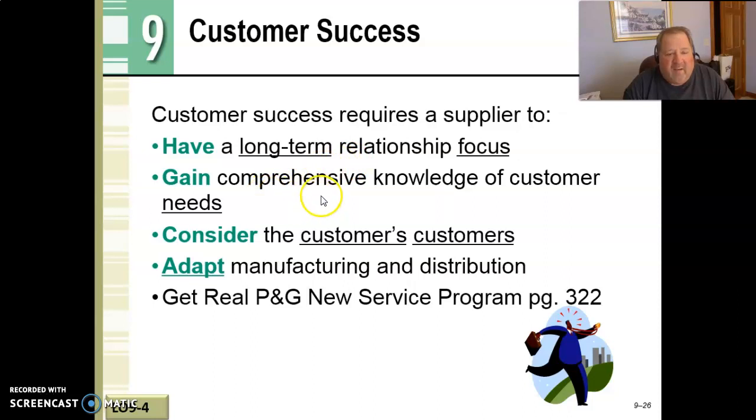You want to gain comprehensive knowledge of your customers' needs. How can we better serve them? How can we innovate? How can we develop new products and services that will help them grow? We consider the customer's customers. So not only our immediate customer, but what could improve the relationship between our customer and their final customer. And we adapt manufacturing and distribution. There's a great case in our book, take a look at it, page 322, about Procter & Gamble's new service program.